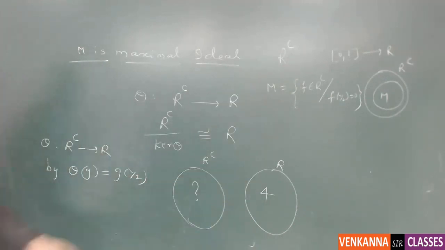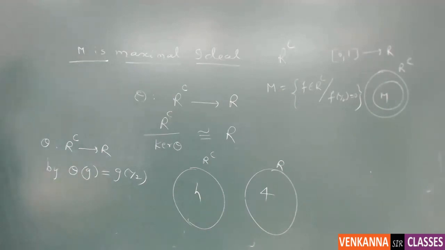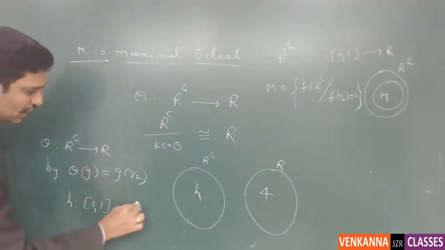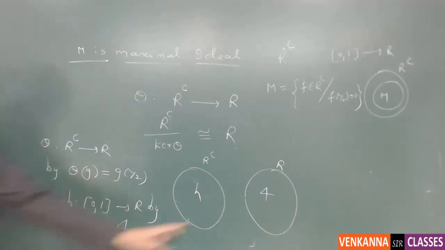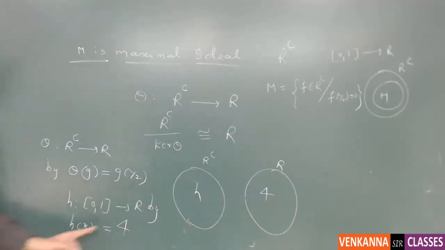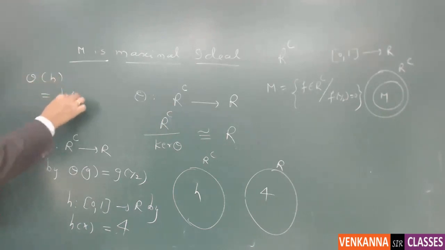So how am I defining the function? I am taking the function h from the closed interval [0,1] to R by h of x equal to 4. You define it like this, whatever number you take. This is a constant function, so it is continuous obviously, right? So if you consider theta of h, it is nothing but h of 1/2, which is 4. Therefore, it becomes onto. Clear now?